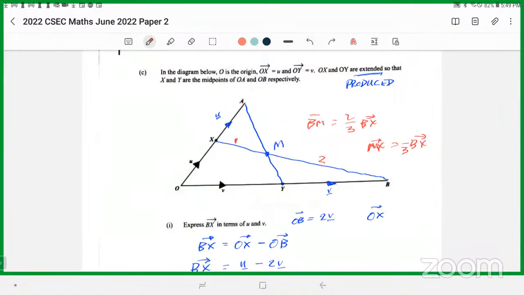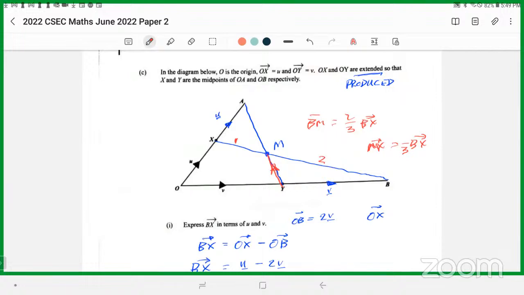Now YA is kind of easy, from here to here, because you can see that we know the position vector of the Y and the position vector of the A. Or we can say it is minus V plus 2U. That's YA. But how do we get the YM right here? How do we get this vector? Somebody tell me. Anybody can tell me how you think we can get the vector YM? That's this vector right here.